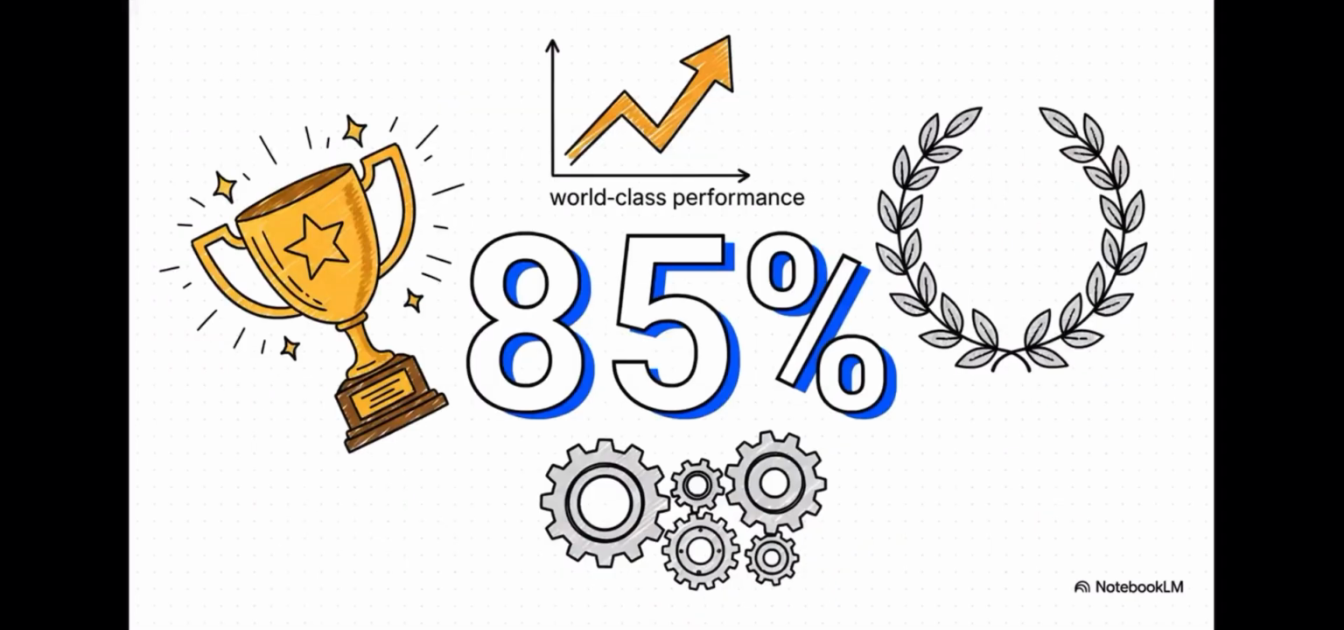So what are we aiming for here? What's a good score? Well, world-class is considered to be 85%. That's the mountaintop. If you're hitting 85%, your operation is lean, mean, and incredibly competitive. It's the benchmark everyone is chasing.